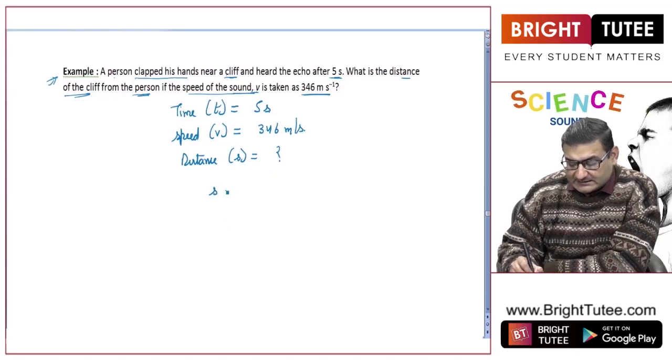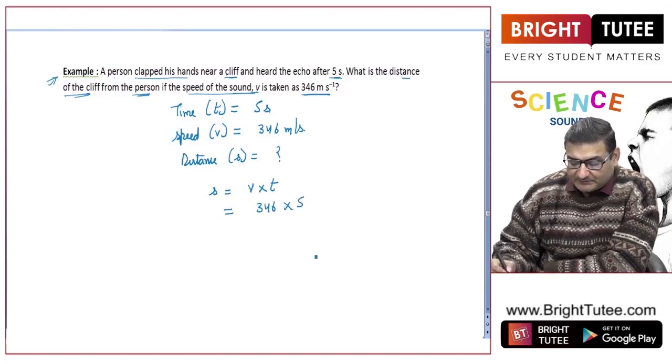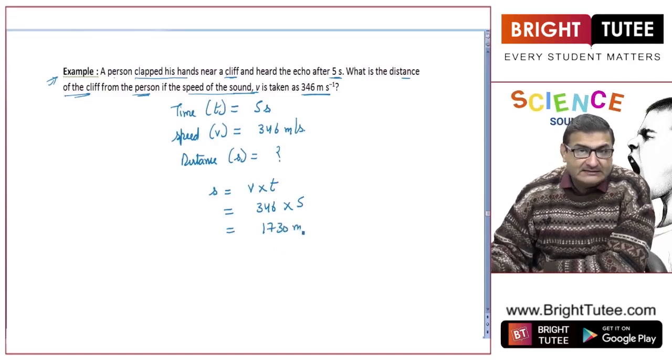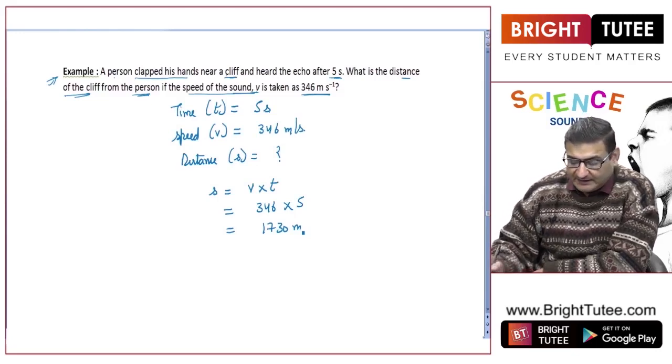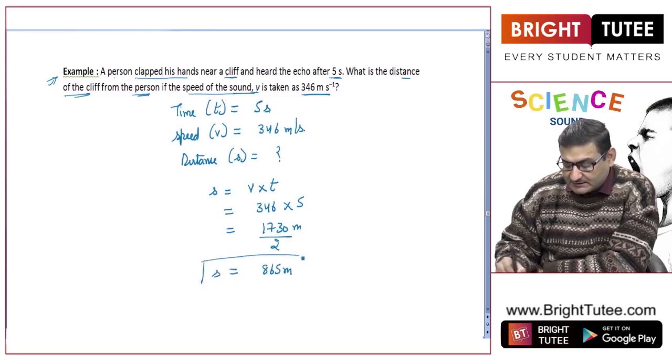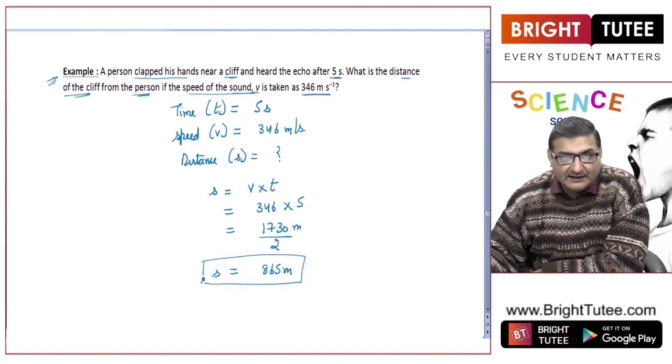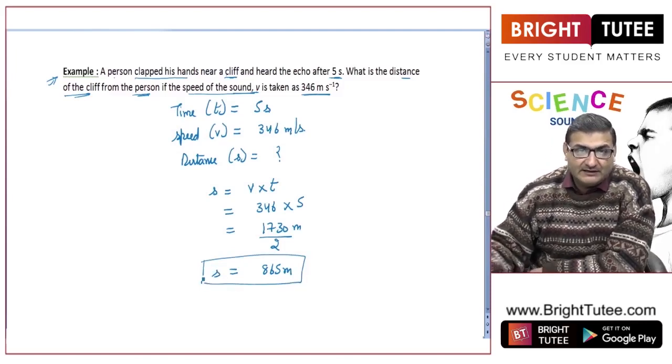We know that distance is the product of speed and time. Speed is given to be 346 meter per second. Time is given to be 5 seconds. Simply multiplying it, I will get 1730 meter. But this is the total distance travelled by the sound. If we have to calculate one way, it will be half of it. That means it comes out to be 865 meter. So, this is the distance of the cliff from the person. Why we have reduced it to half?